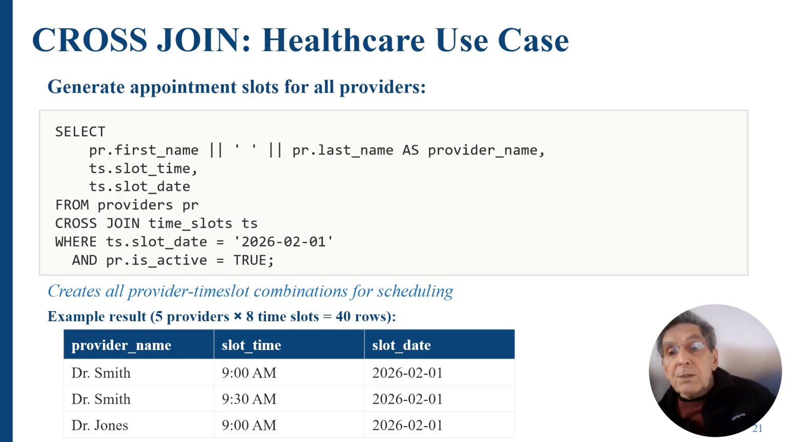Generating appointment slots for scheduling. Suppose we have a providers table and a time slots table, and we want to create a record for every possible combination of a provider and a time slot so the patients can book appointments and find out which appointment slots are available. The query cross-joins the providers and time slots, filtered by a specific date or which providers you're interested in looking at. Let's say we have 5 providers and 8 time slots for a day, we can generate 40 rows representing all possible combinations of appointments and the providers.